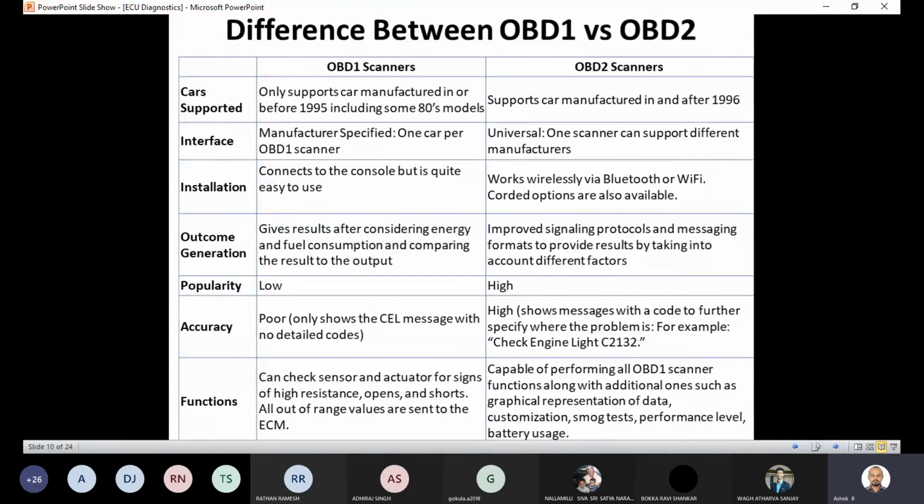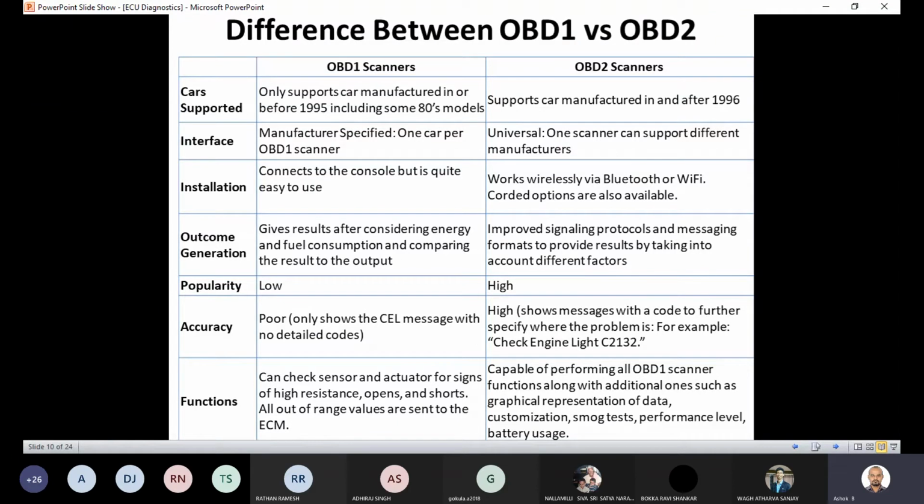The vehicles manufactured before 1995, or between the '80s and '95 car models, come with the OBD1 system, whereas cars manufactured after that come with OBD2. In OBD1 the interface is manufacturer specific, so from manufacturer to manufacturer you can't use different scanners. But in the case of OBD2, it is universal. Any type of scanner can be integrated with any vehicle.